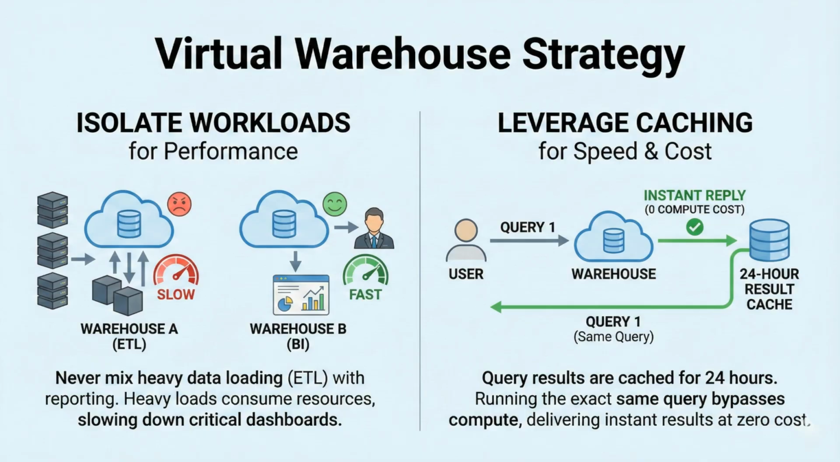The second concept shown on this slide is leveraging caching for speed and cost. When a user runs Query 1 for the first time, the warehouse executes it normally. The result of this query is then stored in the 24-hour result cache. If the exact same query is executed again within 24 hours, Snowflake returns the result instantly from cache without using compute. This means zero compute cost and much faster query response time. Together, workload isolation and effective caching play a major role in improving both performance and cost efficiency in Snowflake.